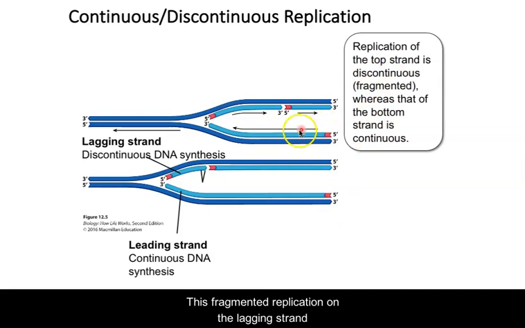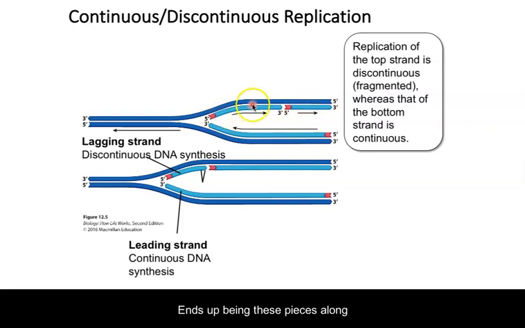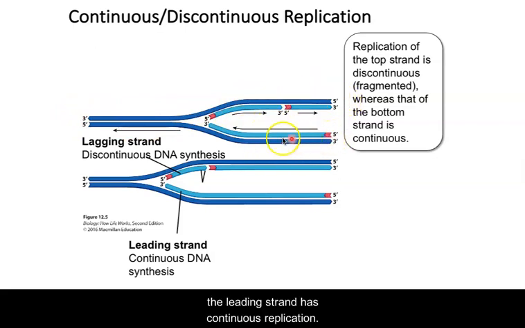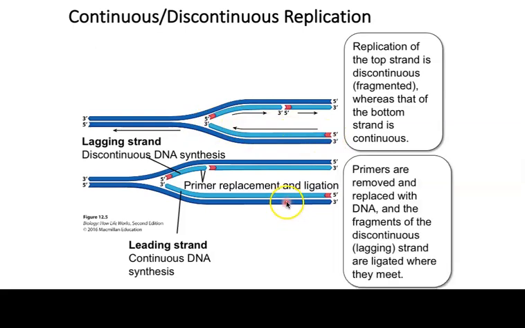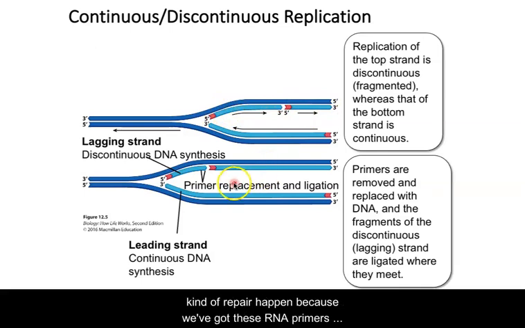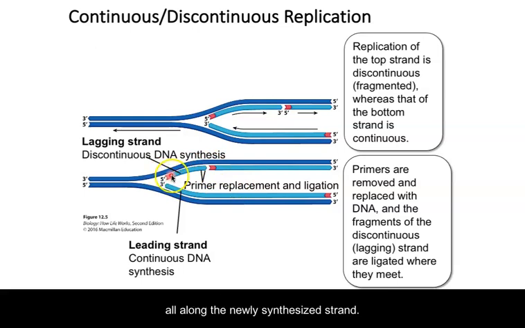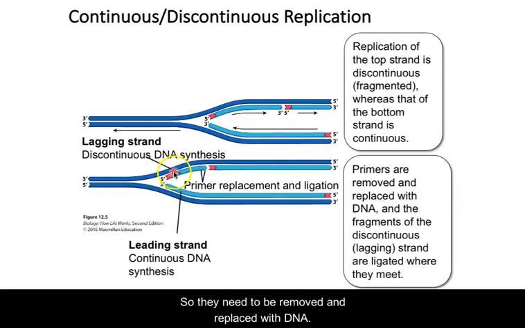So this fragmented replication on the lagging strand ends up being these pieces along the lagging strand, and the leading strand has this continuous replication. This requires the replication from the lagging strand to have some kind of repair happen because we've got these RNA primers all along the newly synthesized strand. So they need to be removed and replaced with DNA.